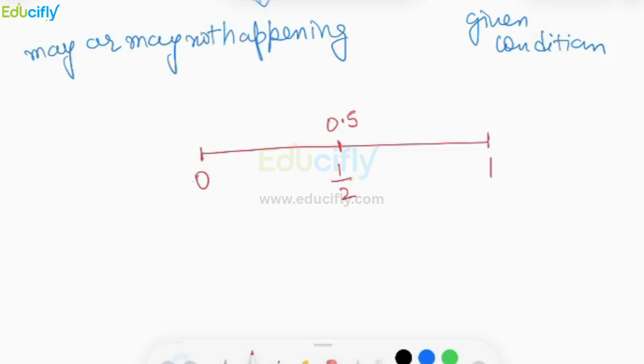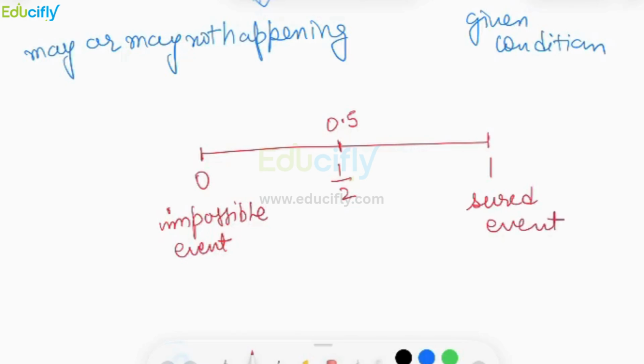This 0 stands for an impossible event. This 1 stands for a sure event, that the event is 100% sure that it is going to happen. And 0 stands for that event not happening. And in the middle we can say it may or may not happen. So there is a 50-50 chance of happening and not happening.